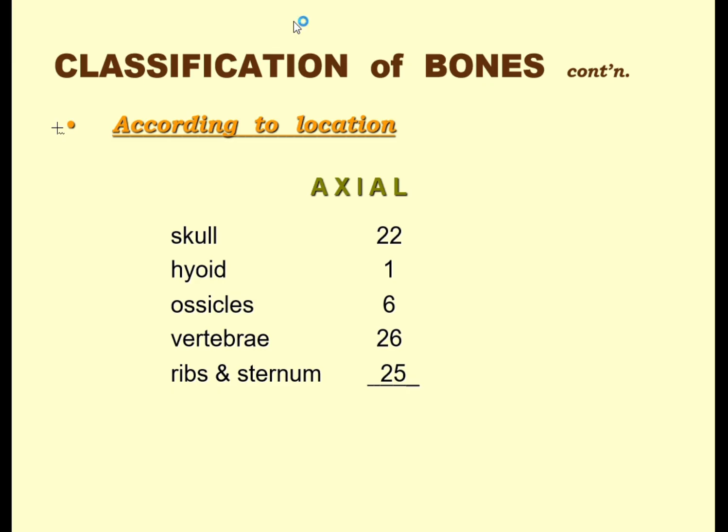In the skull, we know 22 bones are present. In the hyoid bone, 1 bone is present. In the ossicles, 6 bones are present. In the vertebrae, 26 bones are present. And in the ribs and sternum, 25 bones are present. So in the axial skeletal system, the total number of bones is 80, right?